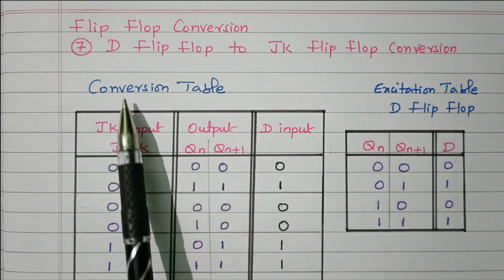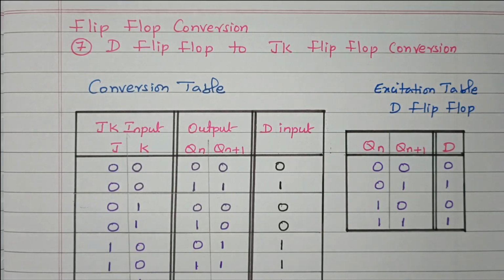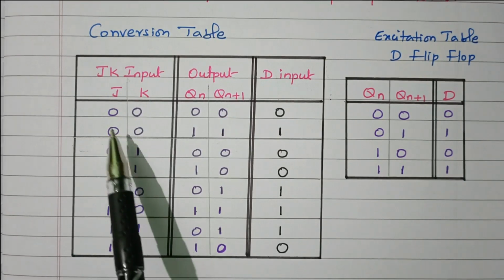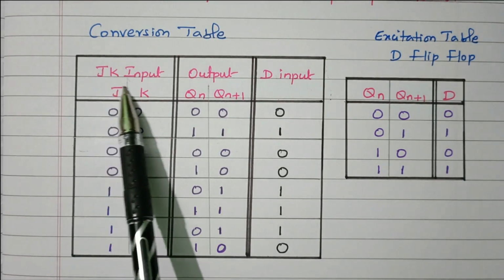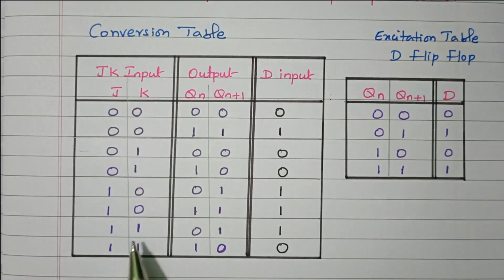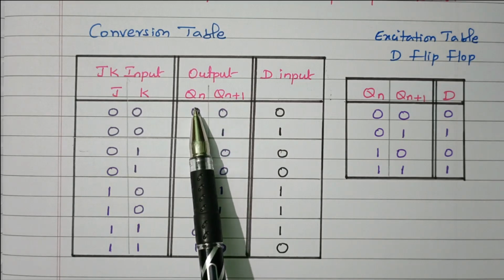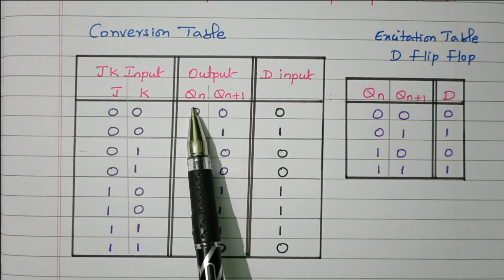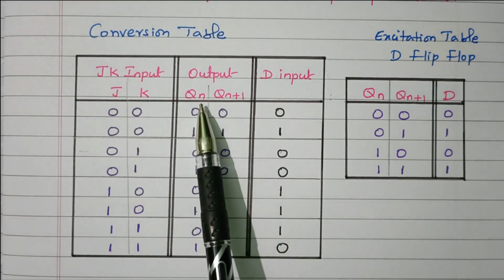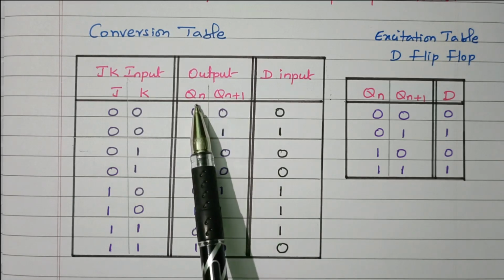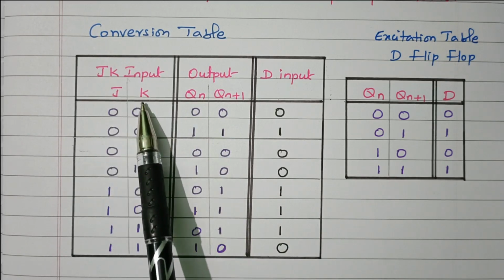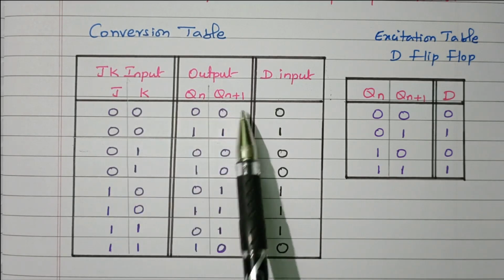Now we'll see how to convert a D flip-flop into a JK flip-flop. First you will see the conversion table. So we are going to convert a D flip-flop into a JK flip-flop. First you will see the truth table of the JK flip-flop. J and K, 2 inputs available. Output, 2 states, present state Qn and next state Qn plus 1. So this next state output Qn plus 1 depends upon the present output Qn as well as the 2 inputs.